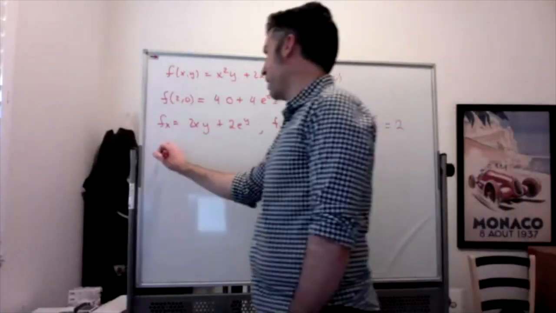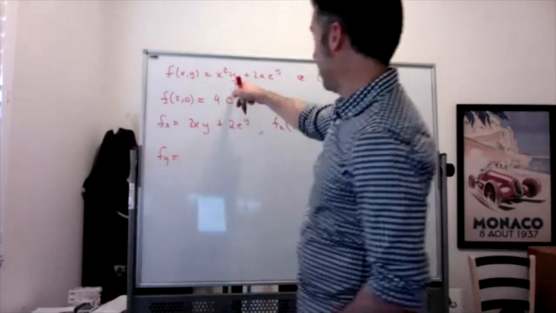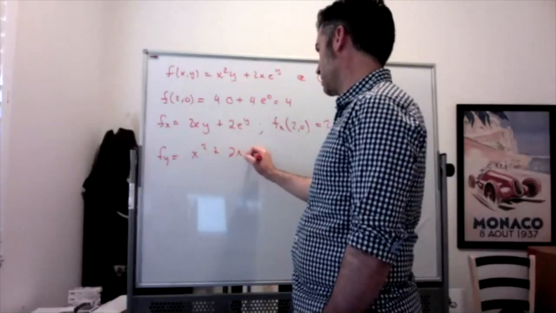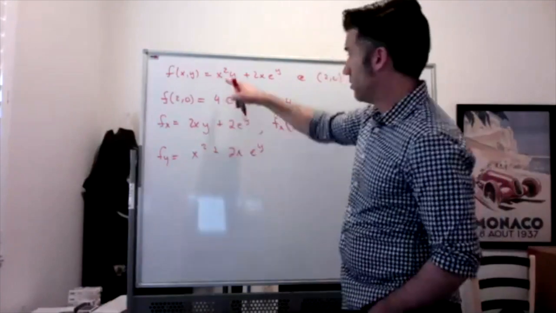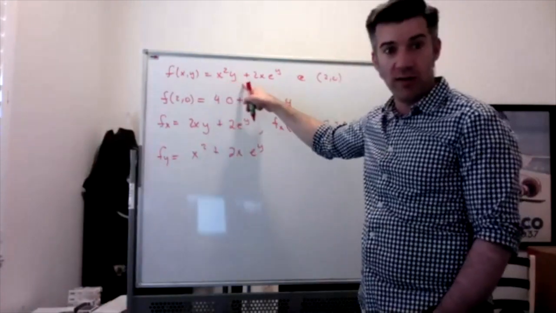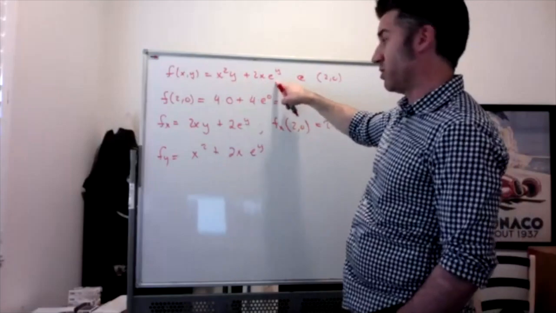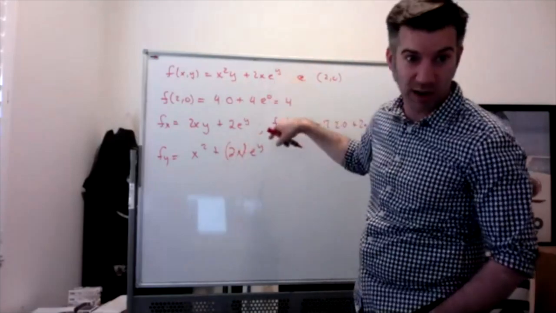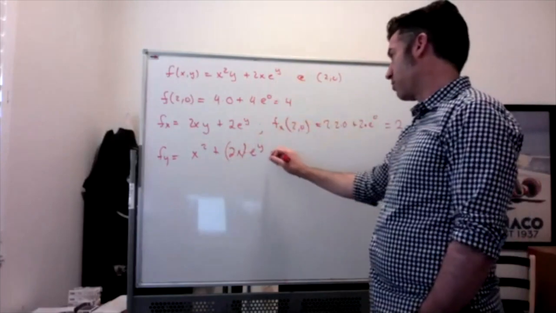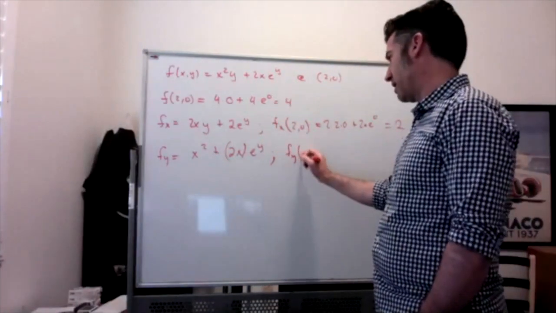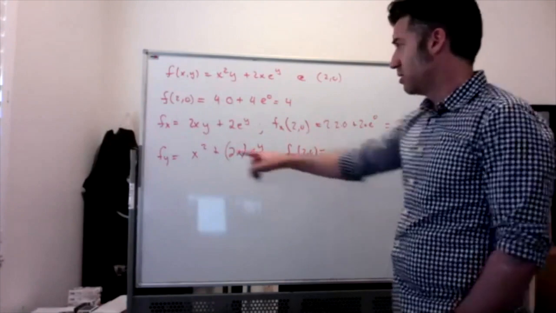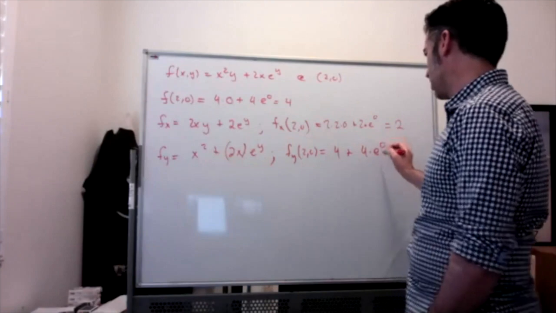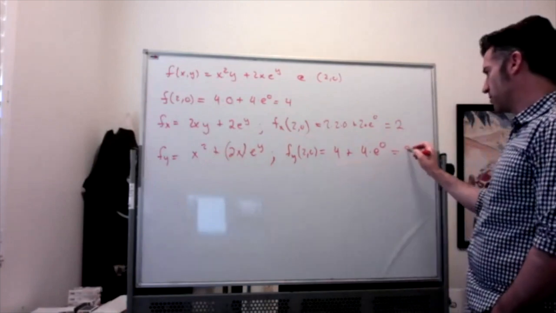And then fy, the partial with respect to y, is going to be x squared plus 2x times e to the y, right? The derivative of x squared times y is x squared times 1. The derivative of 2x times e to the y with respect to y is the 2x hangs out, and the derivative of e to the y is e to the y. And then we're going to plug in 2, 0, so fy at 2, 0 is, let's see, 2 squared is 4 plus 4 times e to the 0. 4 plus 4 is 8.